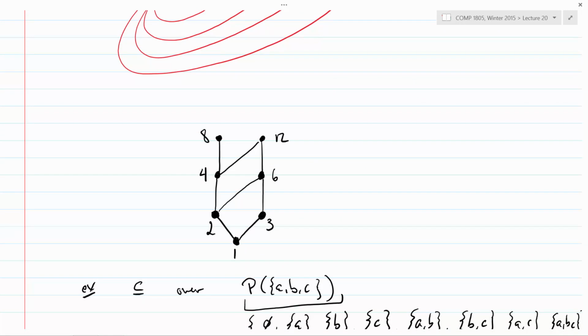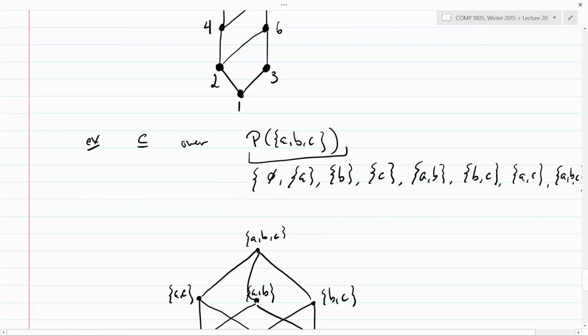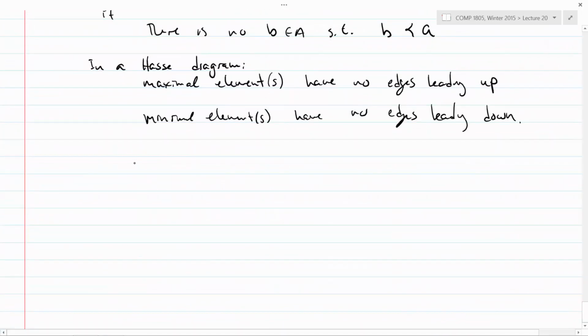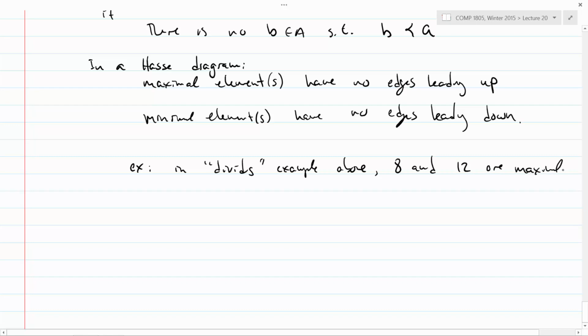And if you don't believe me, let's look up at this divides one. What are the maximal elements here? 8 and 12 both have equal claim. And notice that 8 and 12 aren't comparable. So in divides, 8 and 12 are maximal. What's minimal? 1.